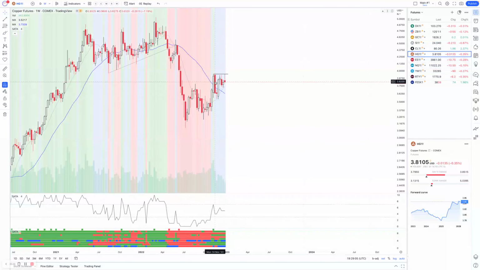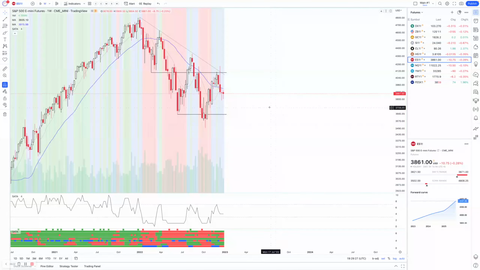Copper as well, still in stage 1 here. You can see the lower structure developed, made the upthrust move when it was still a declining 30-week moving average there. So looking for the 30-week moving average to continue to flatten out and start to turn up, and obviously for some kind of stage 2 breakout attempt.